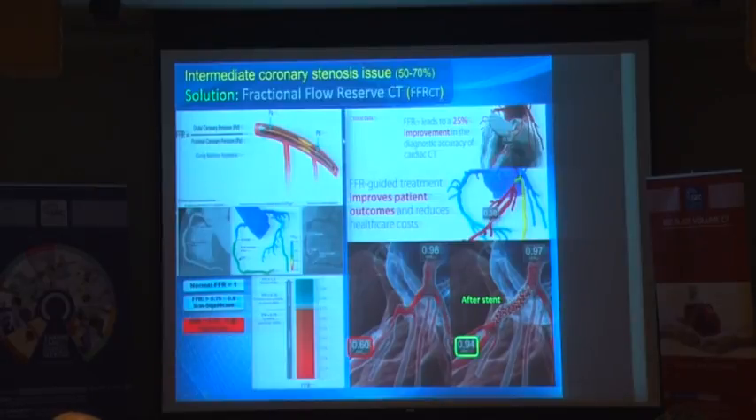Actually, this technique is used in angio. It is a hard and time-consuming technique. But now it is coming to the CT. Actually, it is a software, nothing more, that is calculating automatically the pressure before the site of occlusion and the pressure after the site of occlusion. If above 0.7, this is normal. If below 0.7, this is significant.